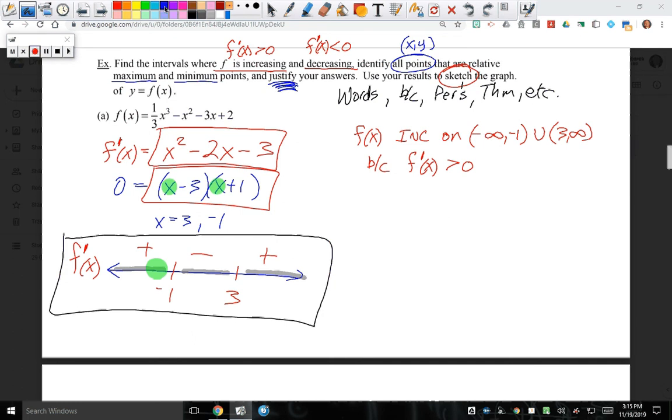Alright, so let's do the second piece. F of x decreases on what? Come on, someone other than Braden. Negative 1 to 3, because what? Because f prime of x is negative. Alright? First part, done. Let's move on to the second part.